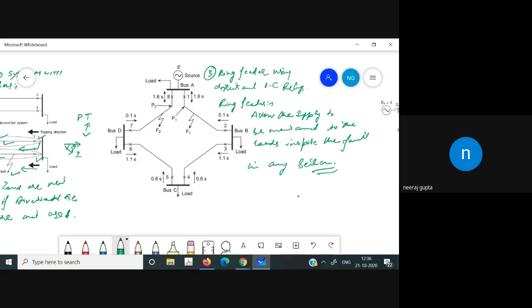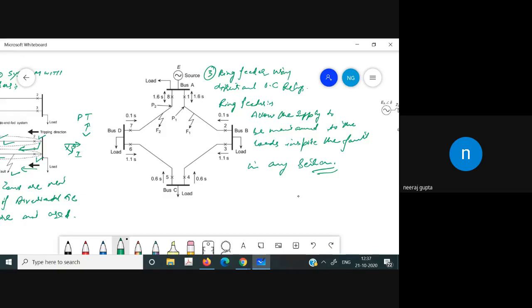So if the fault is there in any section of that feeder, only the circuit breaker associated with that section will trip, and because of the ring topology, the power flows from the alternate path also in that very case. So all the directional relays in this case have their own tripping direction away from the concerned bus. Now we will see how we can do the setting of this type of relay.